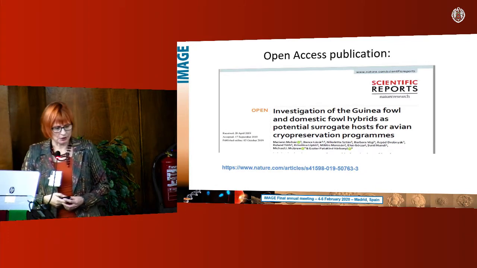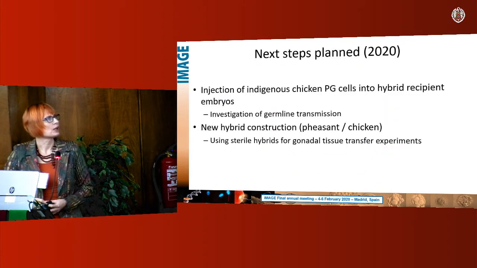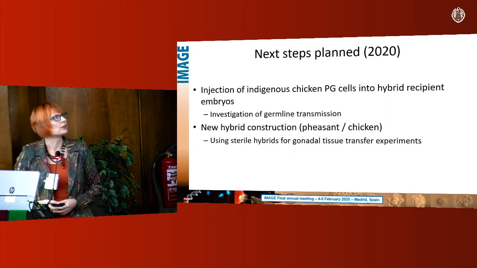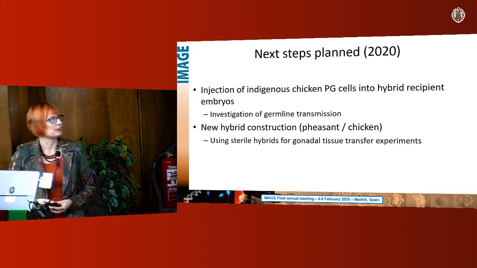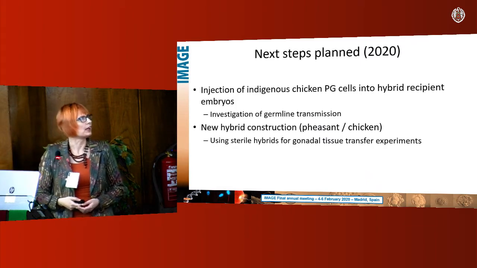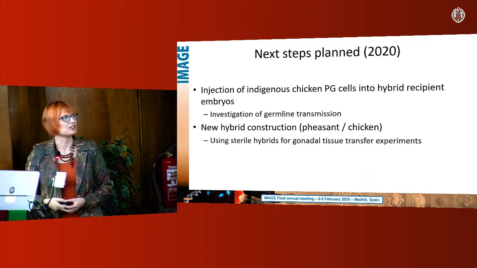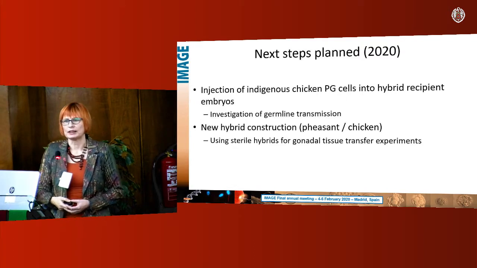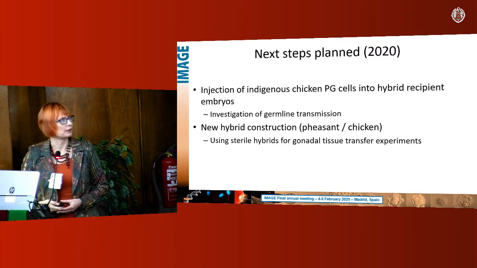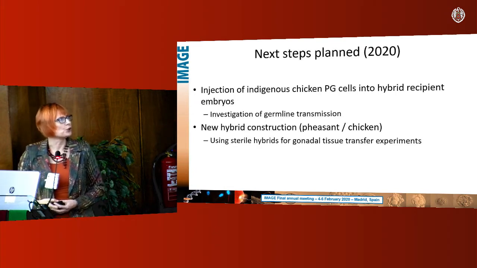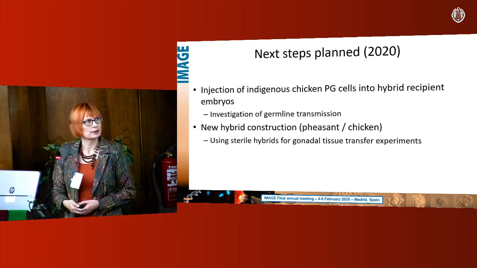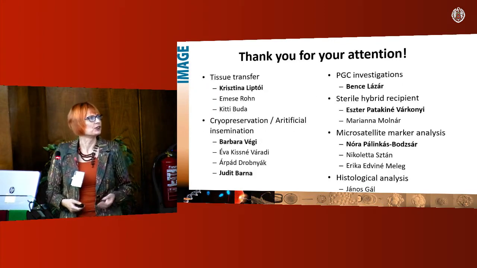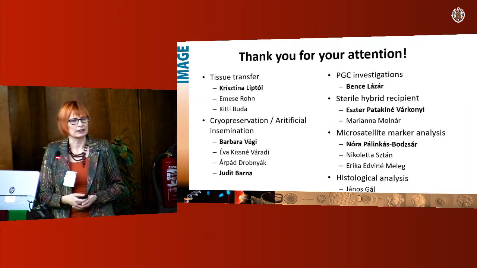We published our results in Scientific Reports, and this year we plan to inject indigenous chicken PG cells into hybrid recipient embryos to investigate germline transmission. We would also like to create new hybrid constructions using pheasant and chicken, because it was published that there are females among their progeny. And we would like to use this sterile hybrid for gonadal tissue transfer experiments. Thank you for your attention, in the name of my colleagues who took part in these investigations.